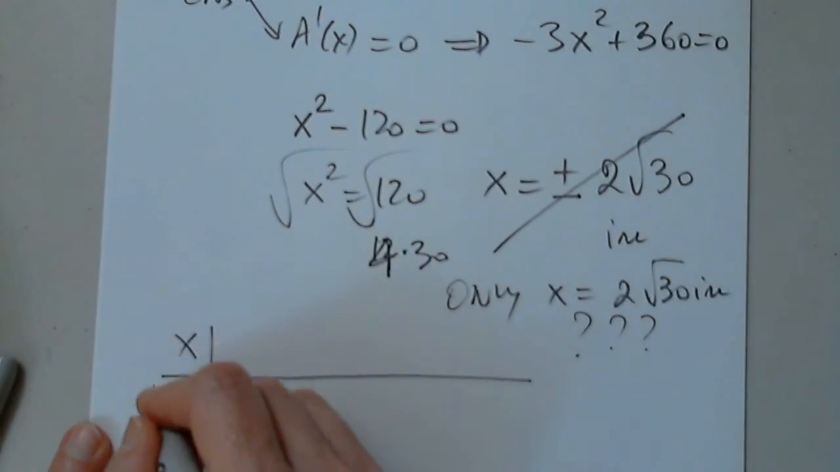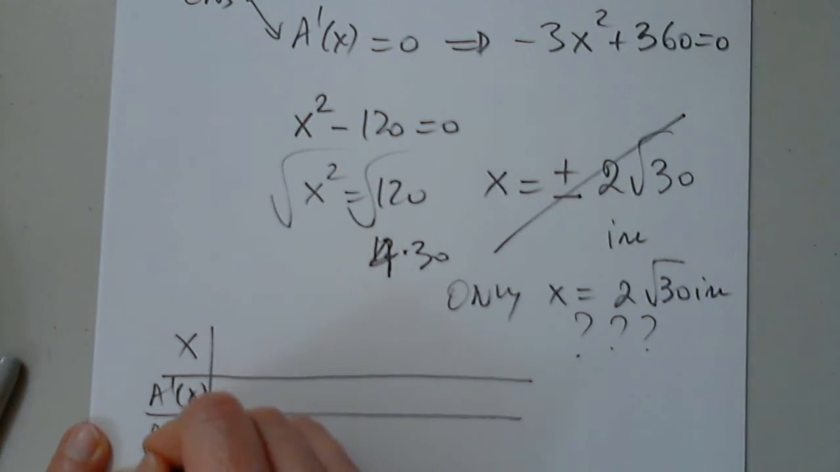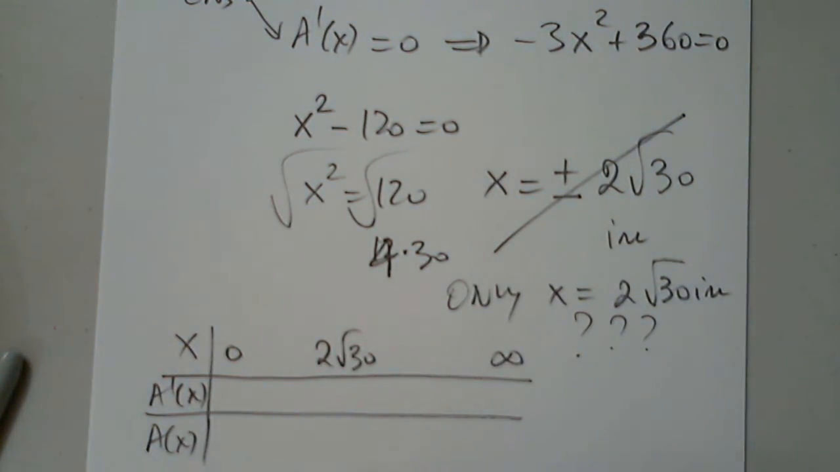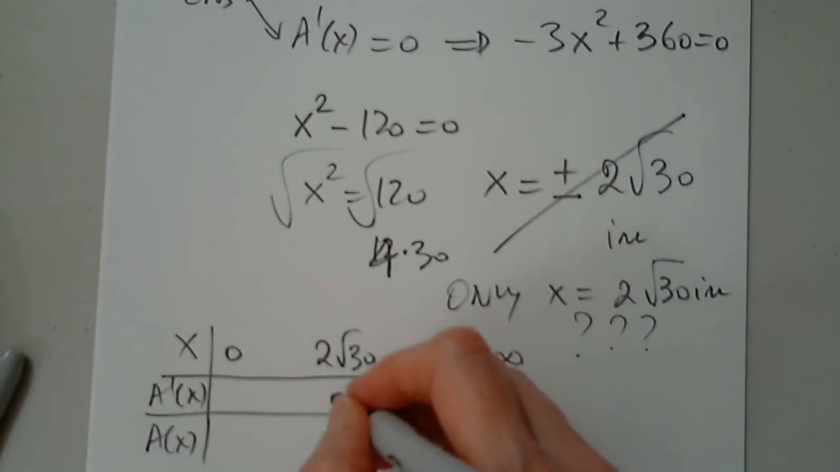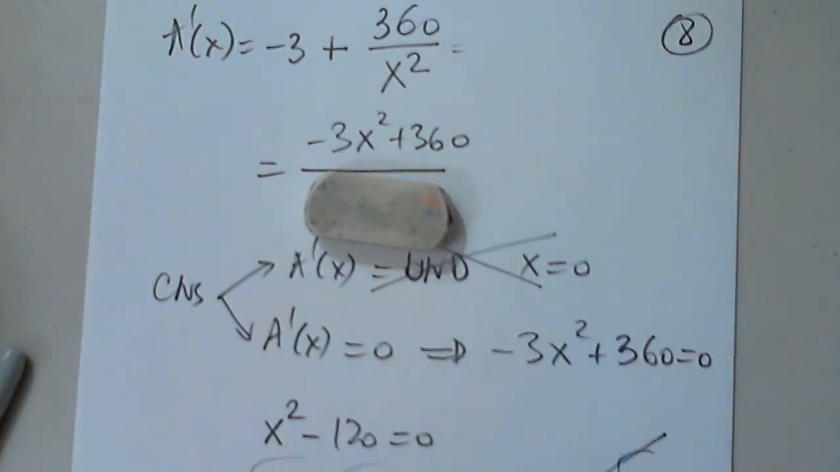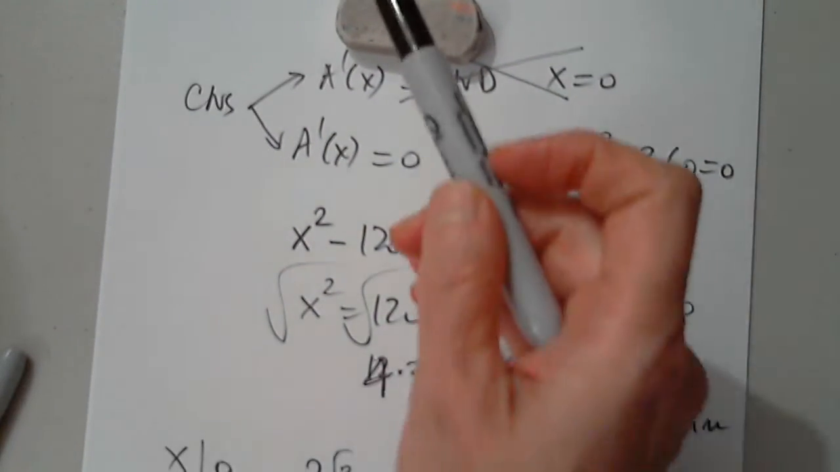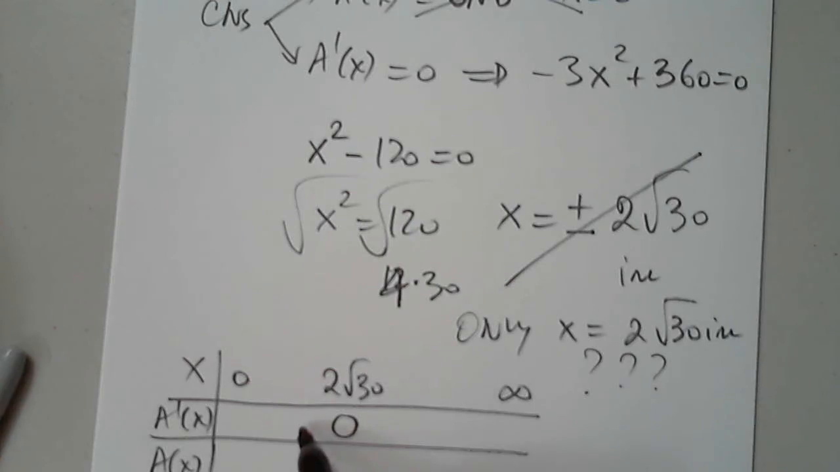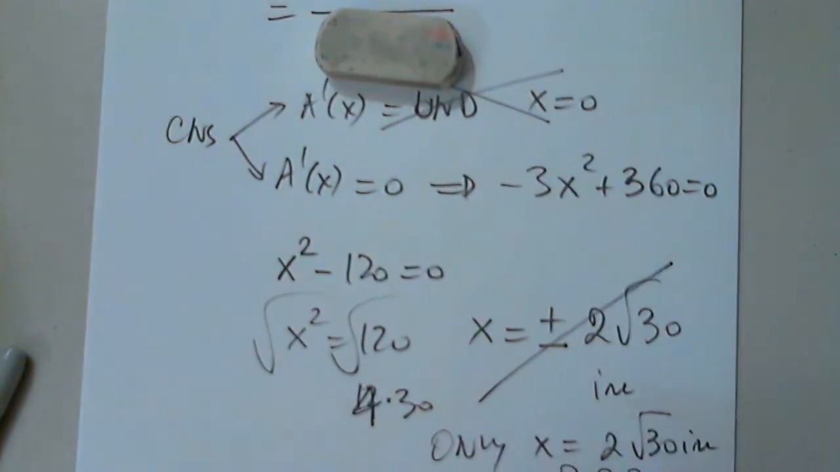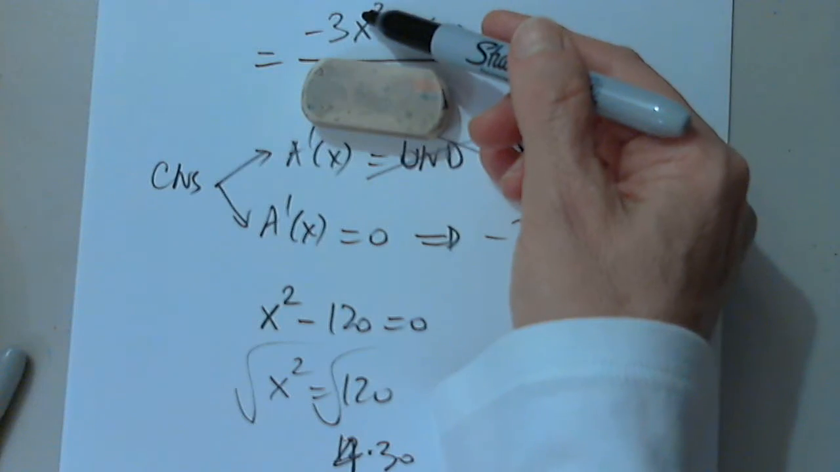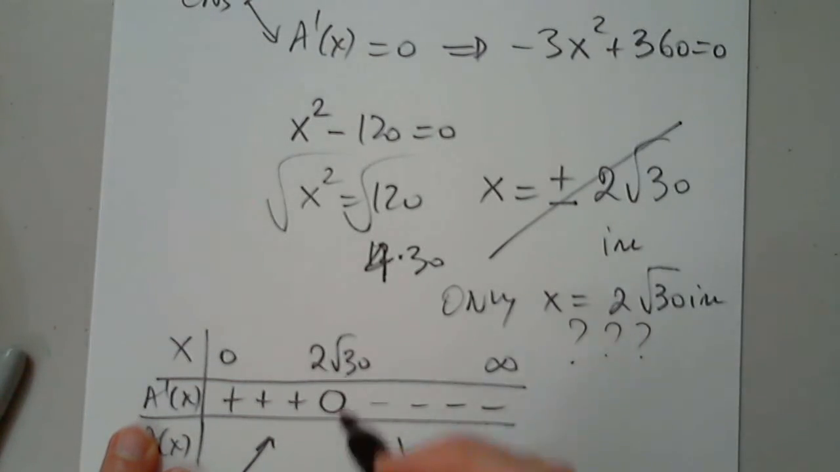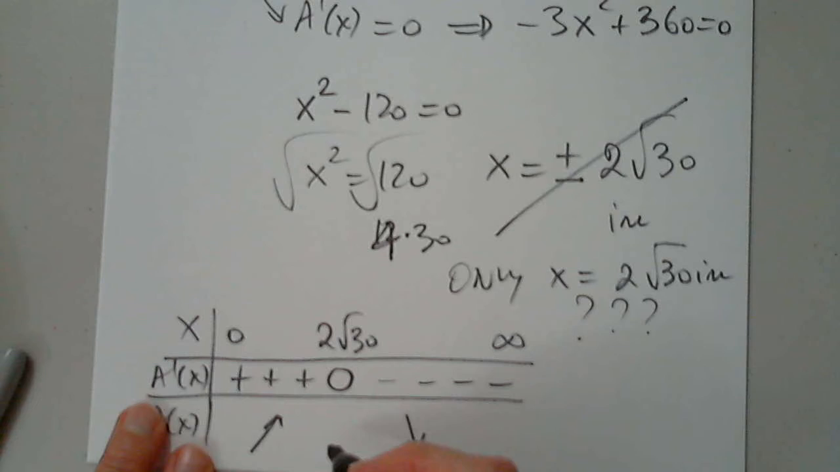So I have x, I have A prime of x, I have A of x, and the domain is 0 to infinity. Of course, 0 is not possible, infinity is not possible. So I go back to the derivative. Nobody should spend time on the denominator, it's always positive. Can you please plug in 0 and tell me the sign? Negative. When we plug in 0, positive, right? Yeah, positive. Good. So when we plug in 1,000, this will be much bigger than this. Negative. Good. So now I know for sure that this number gives the maximum printed area.